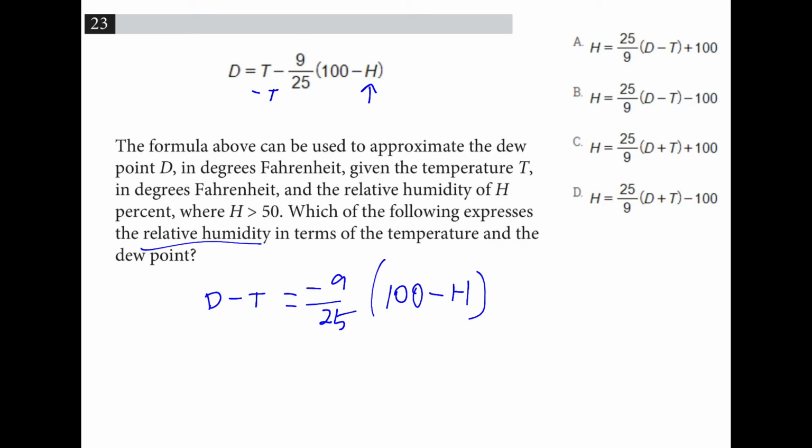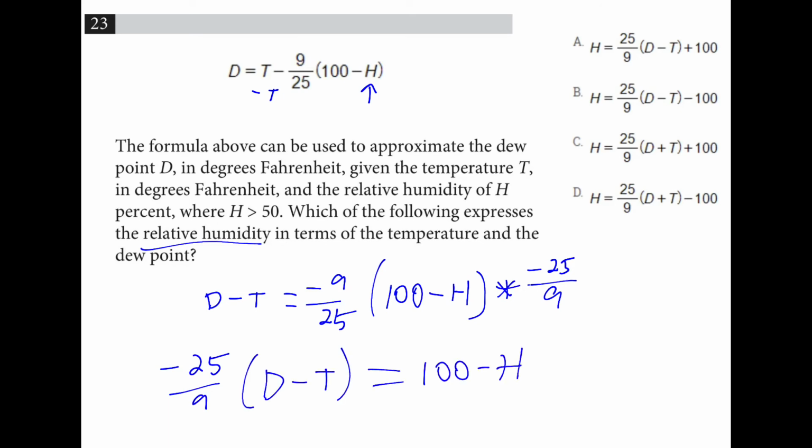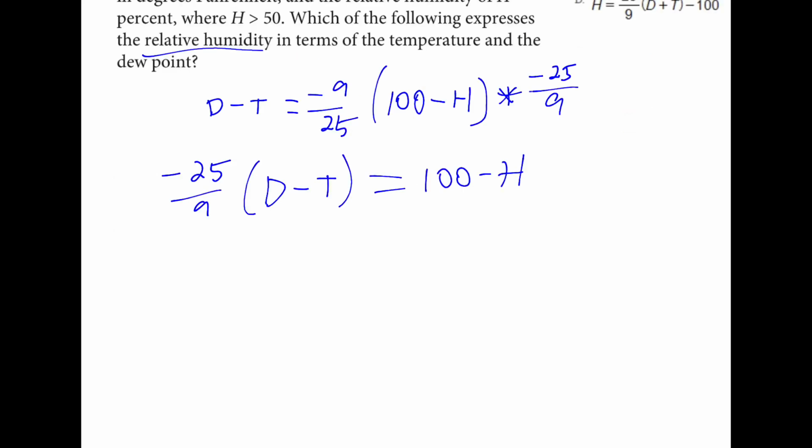Now I could distribute here, but I'm looking at the answer choices, and they just multiplied by the reciprocal. So if you multiply by negative 25 over 9, that cancels out with this negative 9 over 25ths. So I'm going to multiply by that on both sides. And this is what I'm left with. So I'll take negative 25 ninths times D minus T minus 100 is equal to negative H.